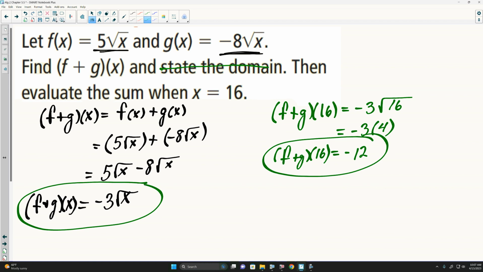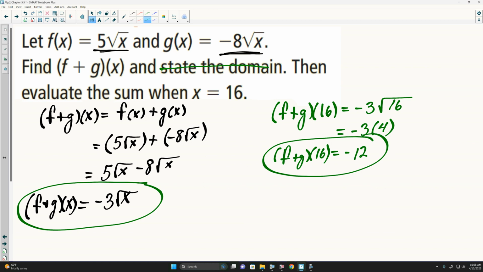Any questions on any of this so far? How do we feel about addition? It's not that bad. Really, we're just adding the two functions together. Now, they don't have to be radicals. We can have any type of function. We're just adding the two together, combining like terms.